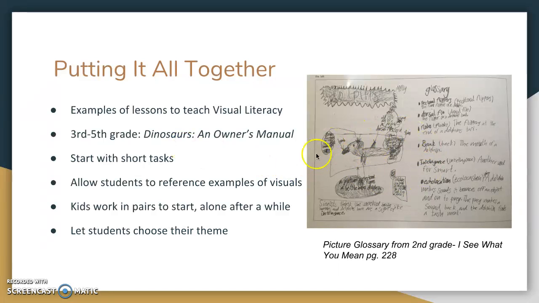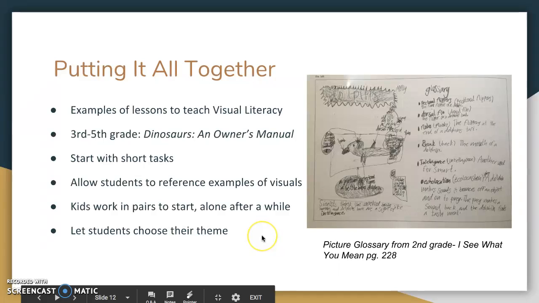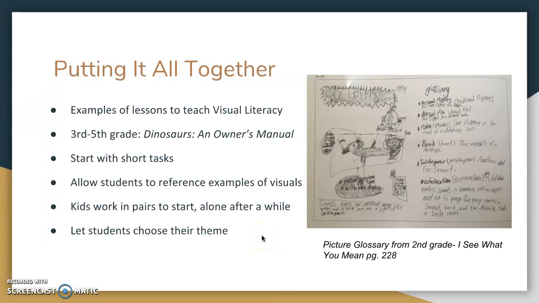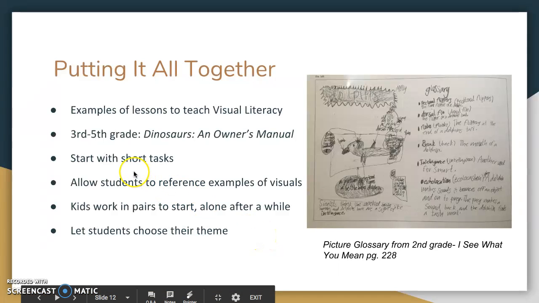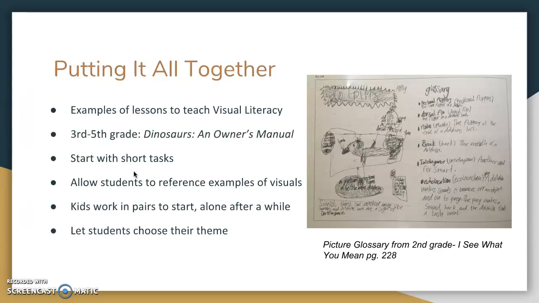Over here is an example from the second grade. It talks about dolphins, and they made a glossary for dolphins with some pictures and, it looks like, maybe even a web over here, a web diagram. The author also ends with some tips for teachers. He says start with some short tasks, go through different ways to make different visuals. Don't just dump it on kids all at once, and that's pretty obvious. Allow students to reference examples.